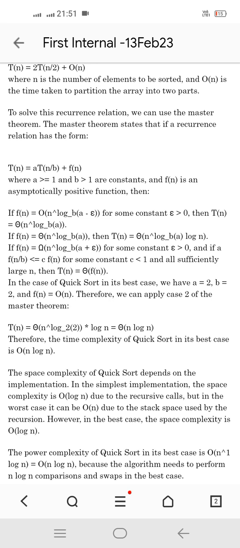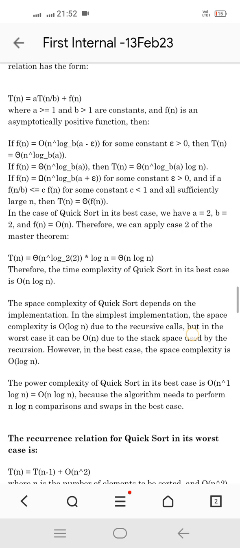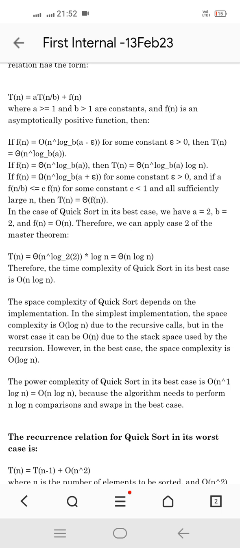In the simplest implementation, the space complexity is order of log n due to the recursive calls, but in the worst case, it can be order of n due to the stack space used by the recursion. However, in the best case, the space complexity is order of log n. The power complexity of quicksort in its best case is order of n log n because the algorithm needs to perform n log n comparisons and swaps in the best case.